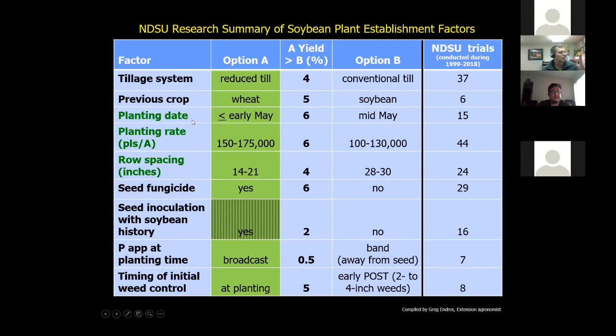Okay, so let's look at these 3 factors a little more in detail. Notice with planting date, we have an average of 15 trials, and all of these trials in general are across the state. This includes work in the West as well as the East. And we see on average a 6% yield increase by planting essentially the first 10 days in May or earlier versus the last half of May.